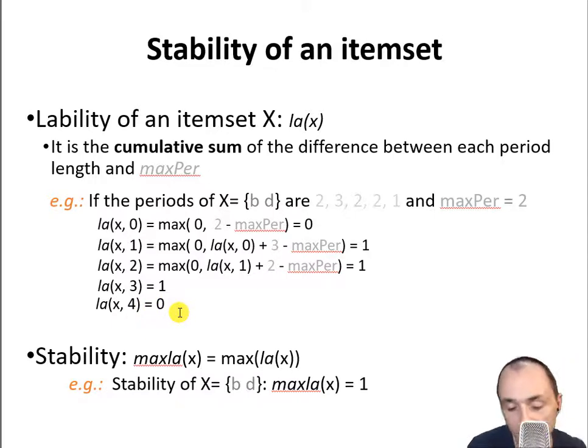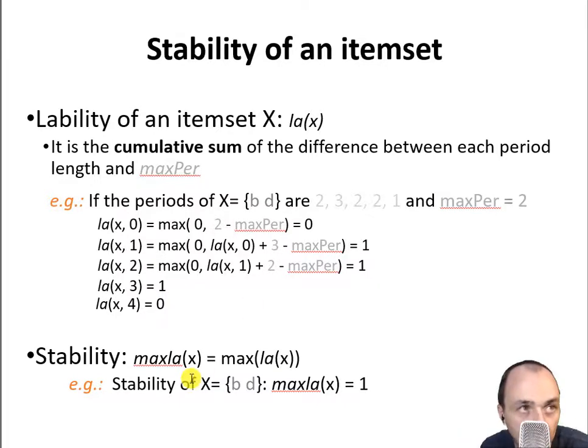So the idea is here, why do we take the maximum with 0 and the liability before? We do maximum with 0 because we don't want the liability to become negative. So if the liability becomes negative over time, it will be reset to 0. So we only care about by how much we exceed the maximum, but we don't want to have a negative value.